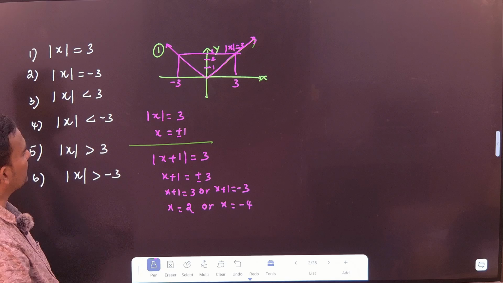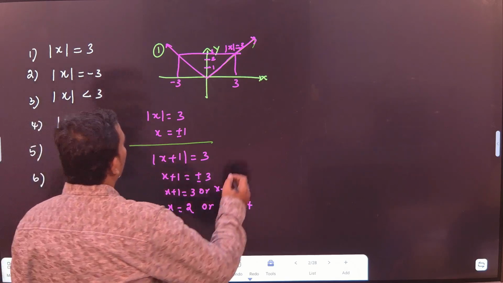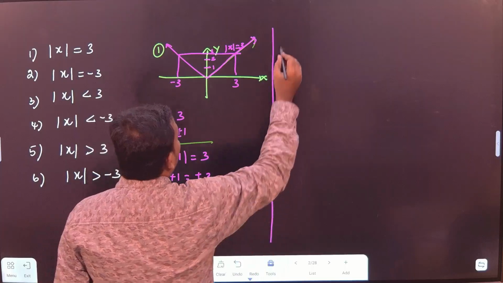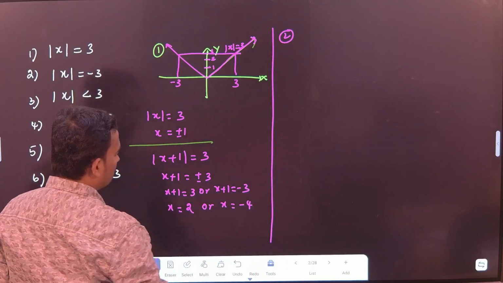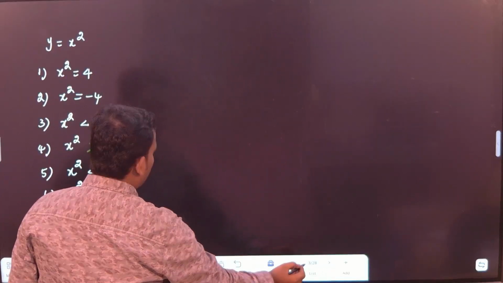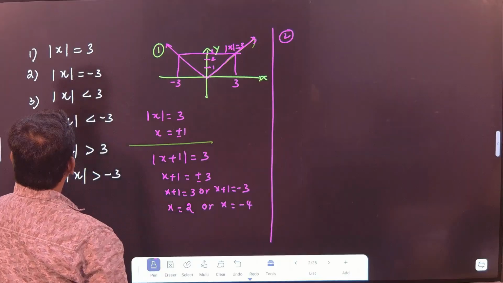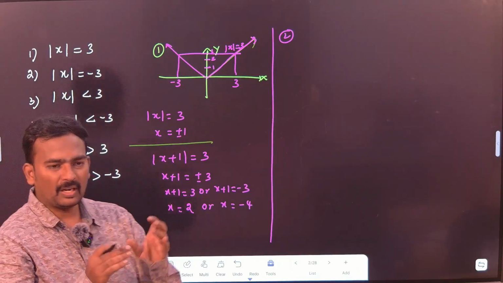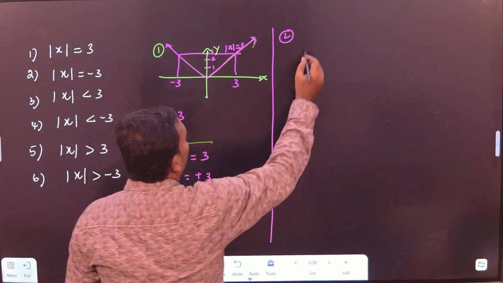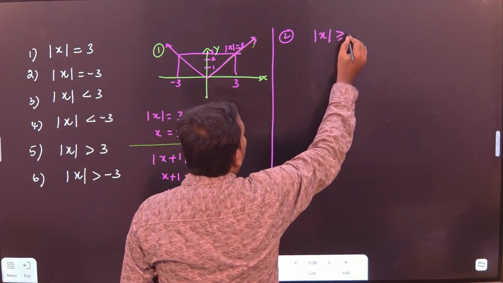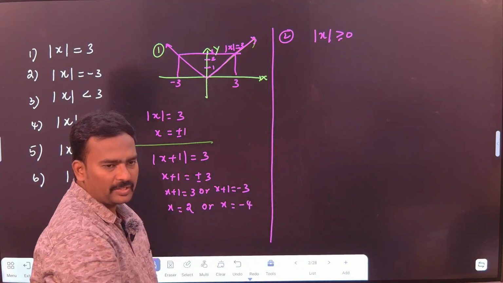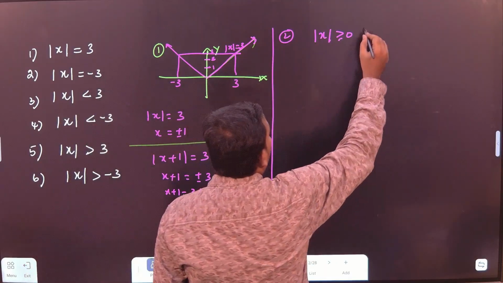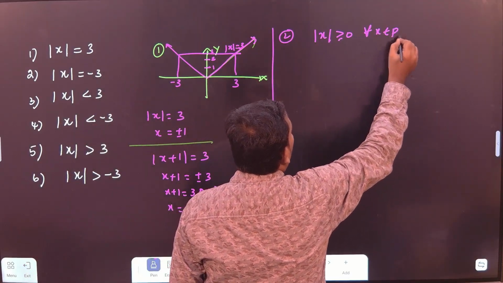Then you can see student. So second one you can see. What is that? Mod x is equal to minus 3. So we already discussed that mod x is always greater than or equal to 0. The mod cannot be negative. The length cannot be negative. Therefore, always greater than or equal to 0 for all x belongs to real number.